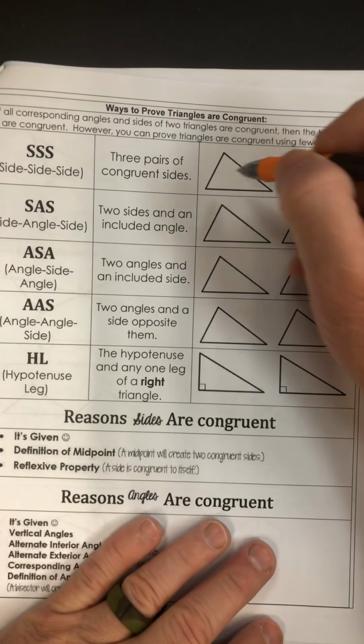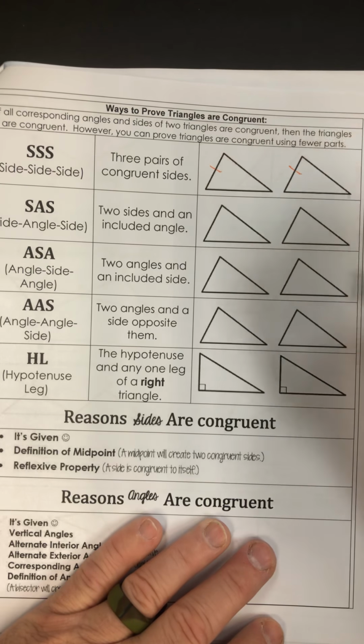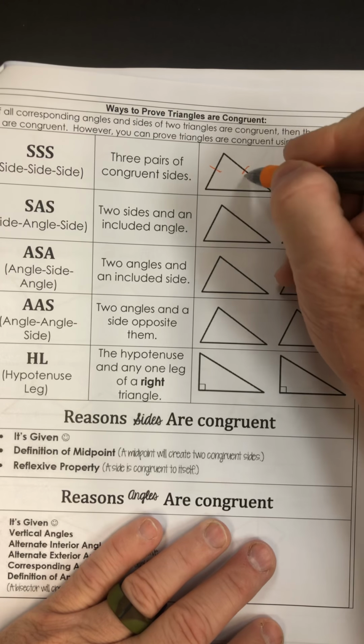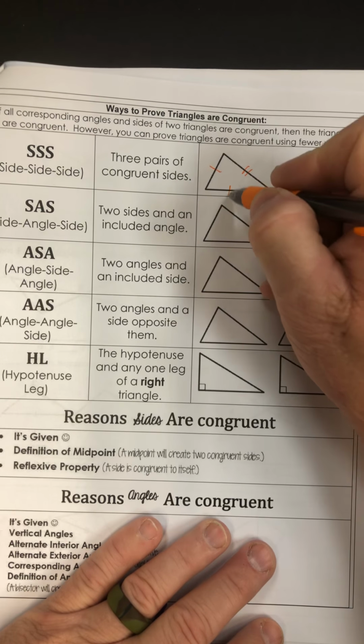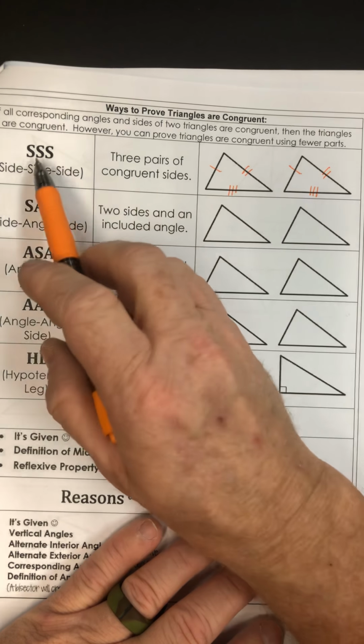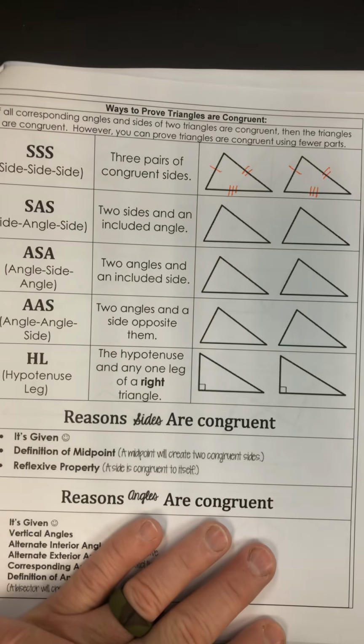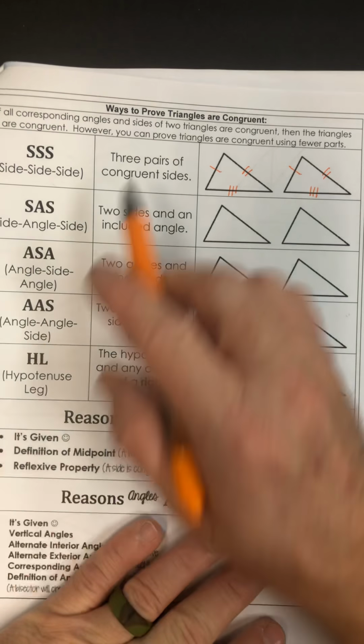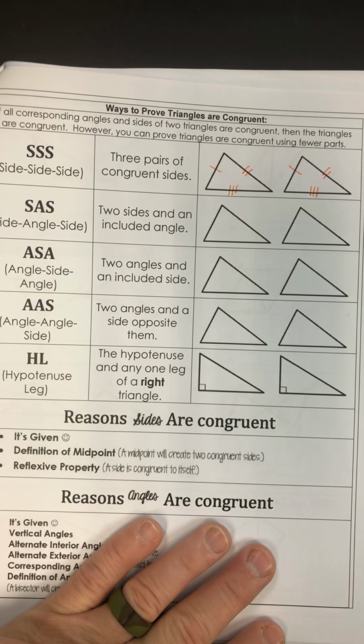So like, you know, this one would match with this one, and let's say this one matched and is congruent to this one, and so on with this side. So you'd have 3 sides. That means the two triangles are congruent by side, side, side. Okay, you have 3 pairs of congruent sides.